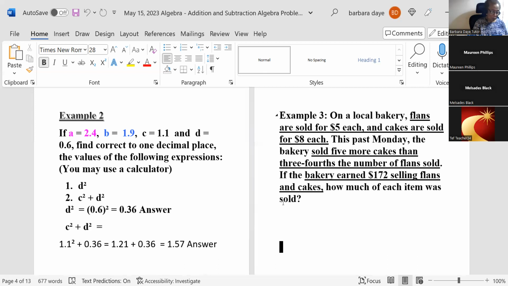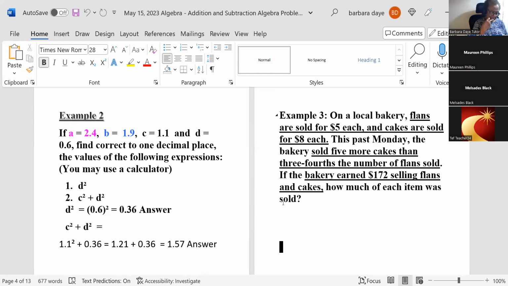So 3/4 of the flans plus 5 is the number of cakes sold. 3/4 plus 5 is 8/4. I might start writing it. Where have I gone wrong? What did you say? I add 5 to the 3/4, I get 9/4. I get 8/4. Where have I gone wrong?